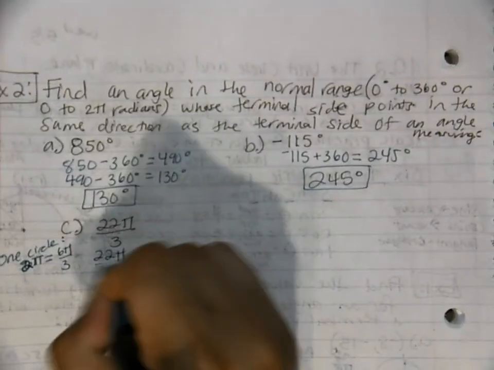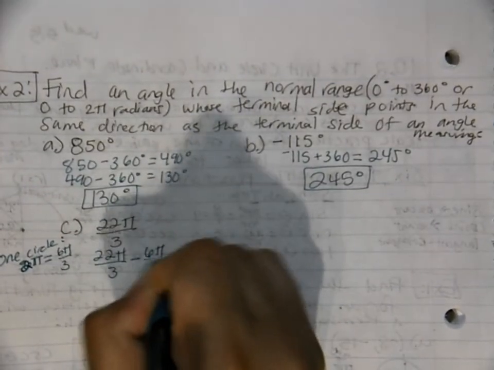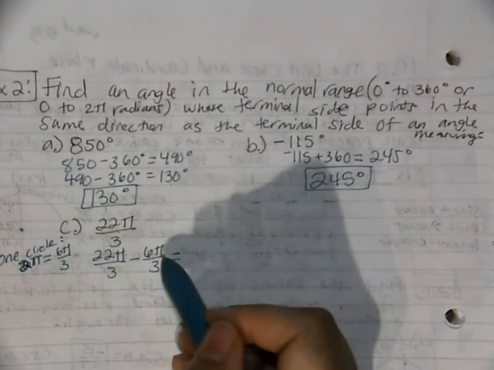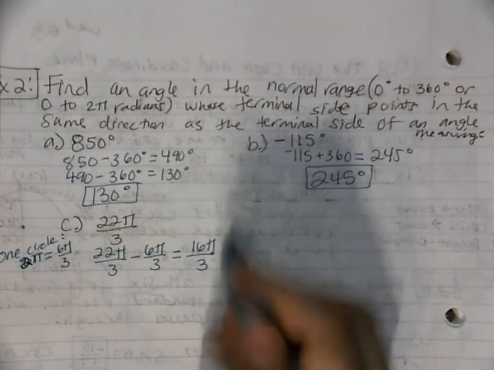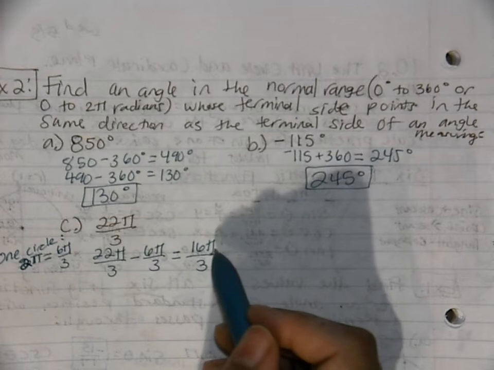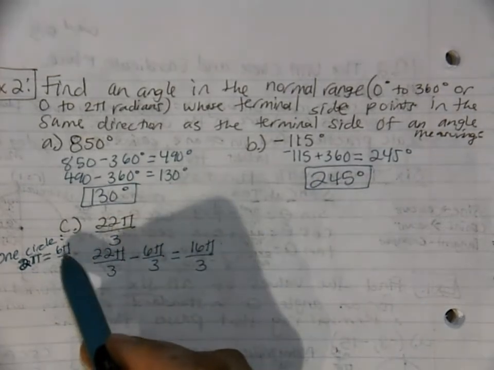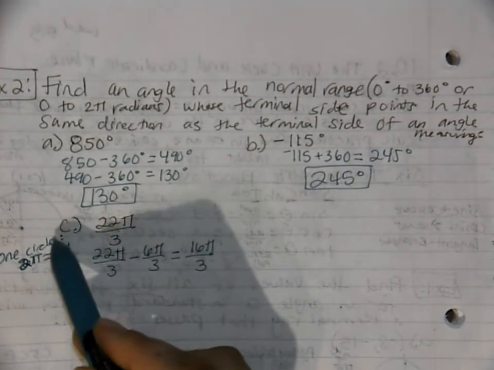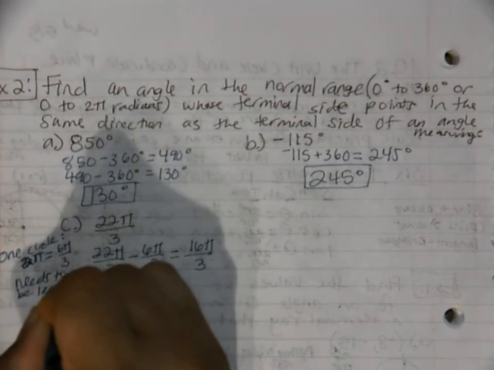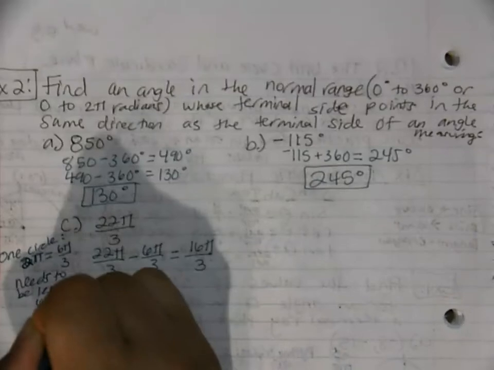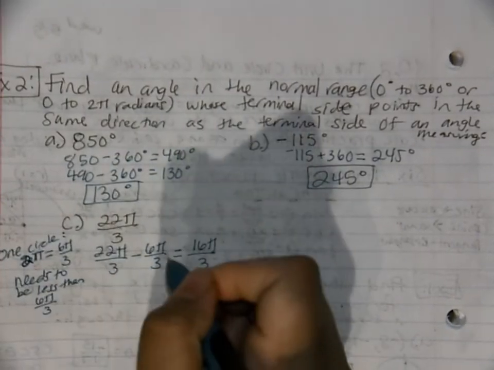So 22 pi over 3 minus 6 pi over 3 comes out to 16 pi over 3. And if you're thinking, well, is that good enough? Is that my answer? You can double check that. Remember, one full circle around is 6 pi over 3. So the answer needs to be less than 6 pi over 3, or equal to it, but it won't be in this case. But let's go ahead and keep going.